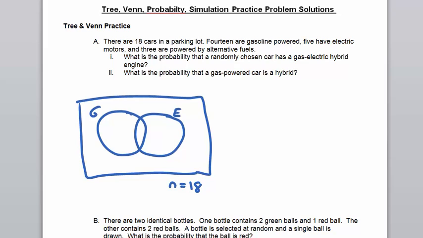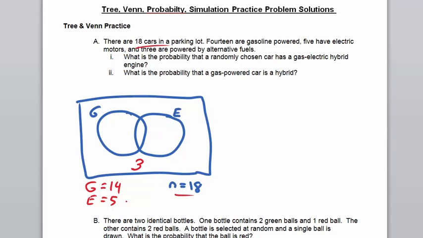What I know is there are a total of 18 cars in the parking lot. So I've already got that recorded down below. 14 of them are gas powered. The problem is I don't know which part of the circles those belong in. So my gas powered is 14. And 5 of them are electric. Same issue, I don't really know where those go. 3 are powered by alternative fuels, so I can put that number on the outside. I know that doesn't belong in either one of the circles.